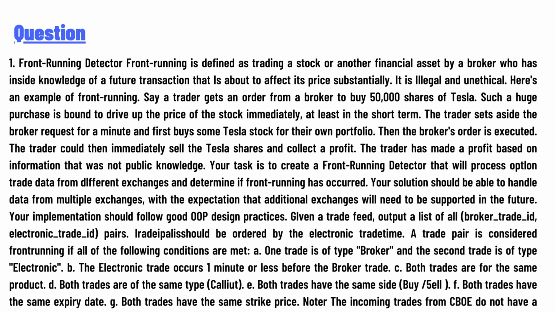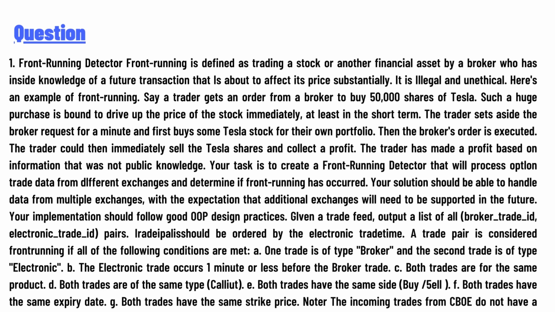Your task is to create a front-running detector that will process option trade data from different exchanges and determine if front running has occurred. Your solution should be able to handle data from multiple exchanges with the expectation that additional exchanges will need to be supported in the future. Your implementation should follow good OOP design practices. Given the trade feed, output a list of all broker trade ID, electronic trade ID pairs. The pair list should be ordered by the electronic trade time.